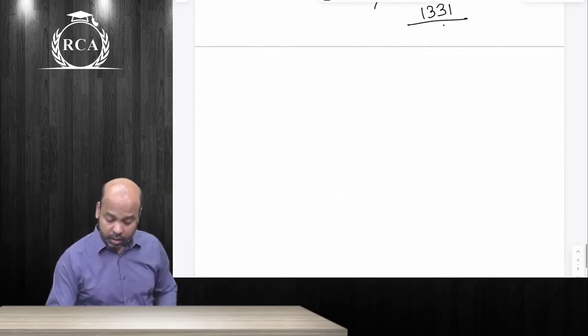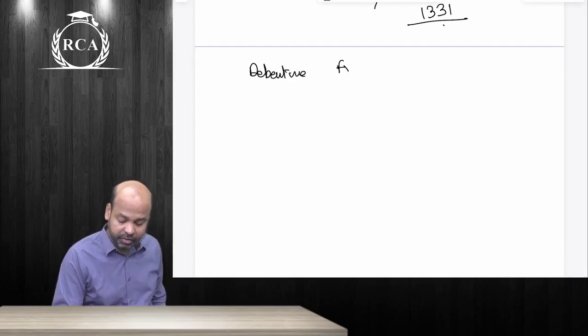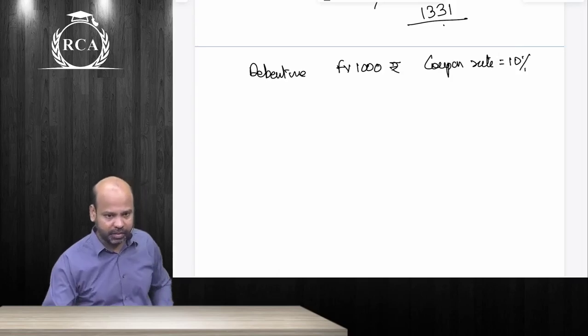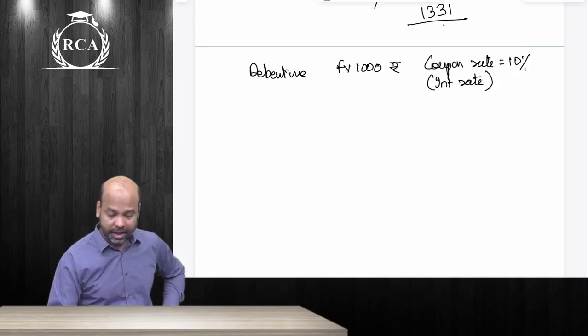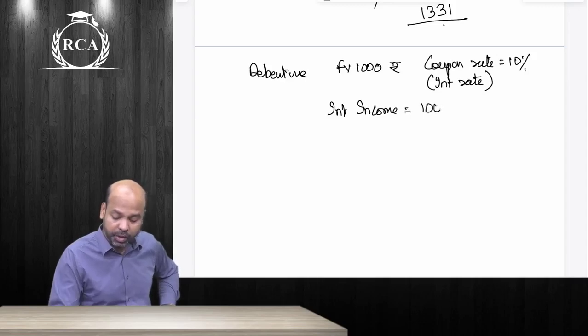Now, if there is a debenture with a face value of 1,000 rupees, and let us say, beta, that the coupon rate is 10%. Interest rate on this debenture is 10%. Every year you will get an interest income of 100 rupees. The company is going to pay out 100 rupees to you every year.